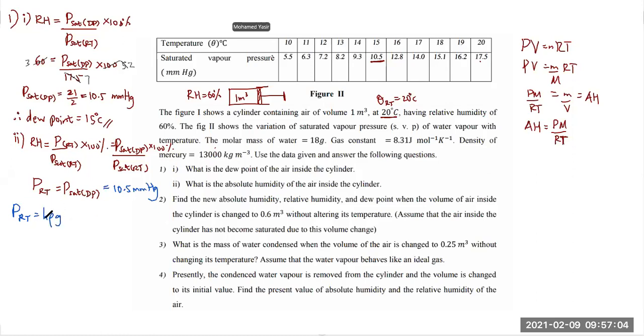H rho G. Height, density, G. Now, height. What is height? They have given 10.5 millimeter. So you have to convert it to meters. 10.5 over 1000. Multiplied by density.